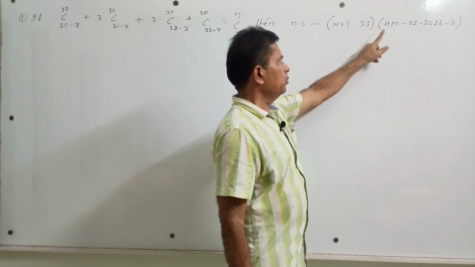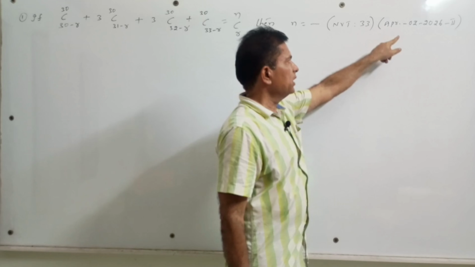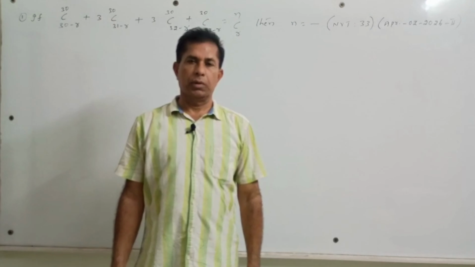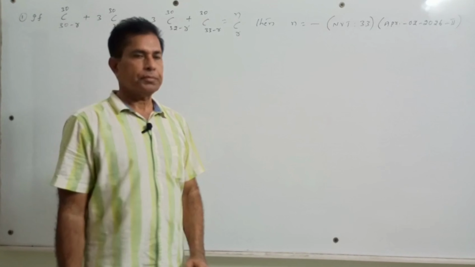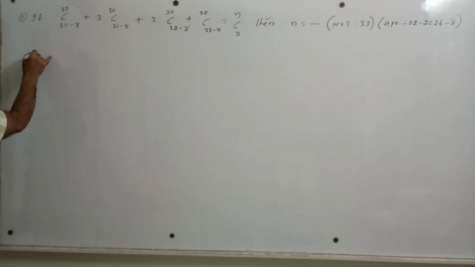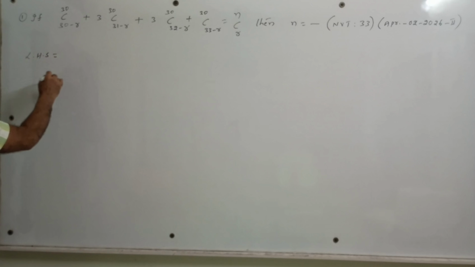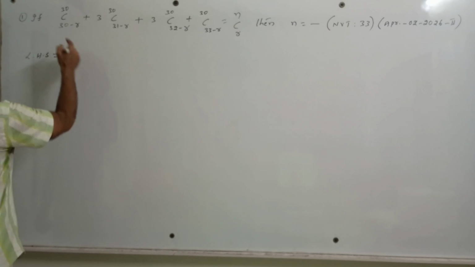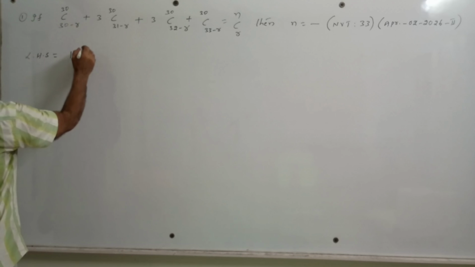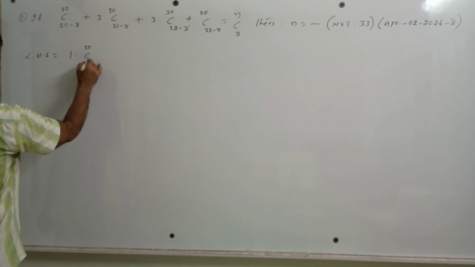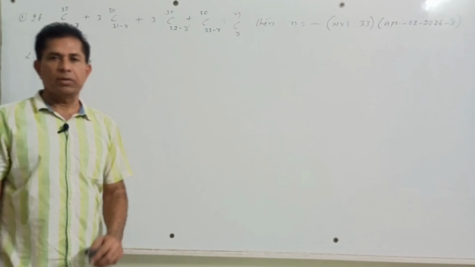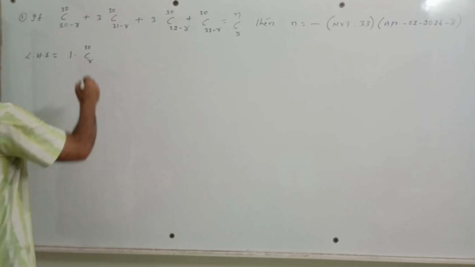Answer is 33. Problem given on April 2nd 2026 in shift 2. Now see the procedure. I am writing the left hand side of the given equation. I am writing 1 into, instead of writing 30C(30−r), I am writing 30Cr, by using the property nCr is equal to nC(n−r).